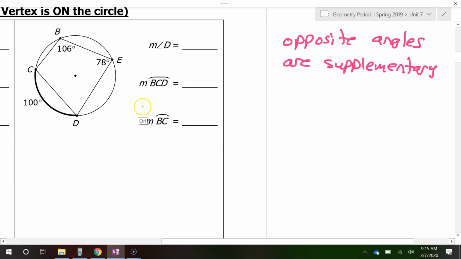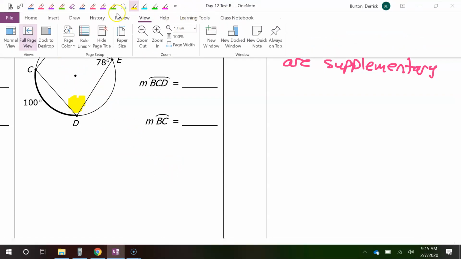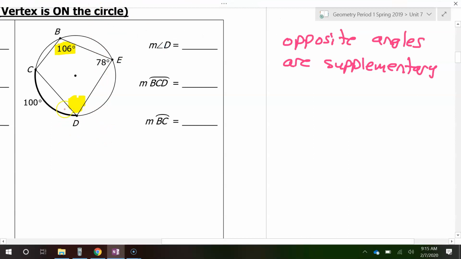Okay, so that means, for example, the 106, angle B and angle D, those are supplementary. So if angle B is 106, what's angle D going to be? It's going to be 74. Okay, so that's going to be 74.